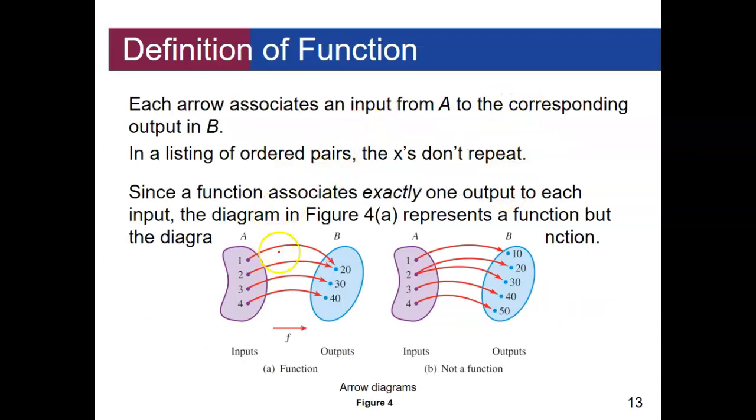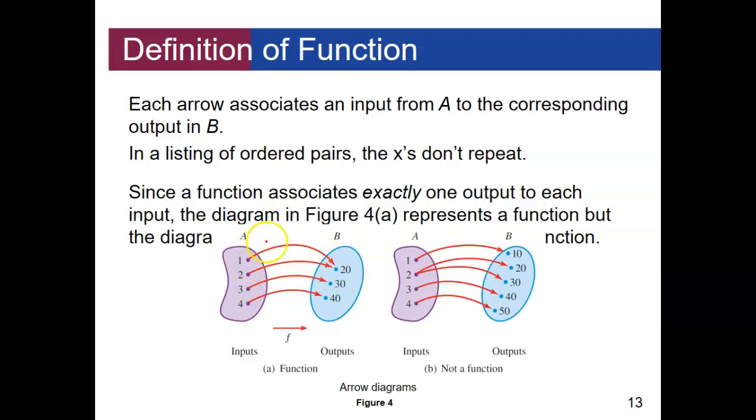Okay, here's an indication with some diagrams. For it to be a function, you can have only exactly one output assigned to each input. So here we've got the number 1 is assigned to 20, 2 is assigned also to 20, 3 is assigned to 30, and 4 is assigned to 40. That's okay to do because each input is assigned to exactly one output.